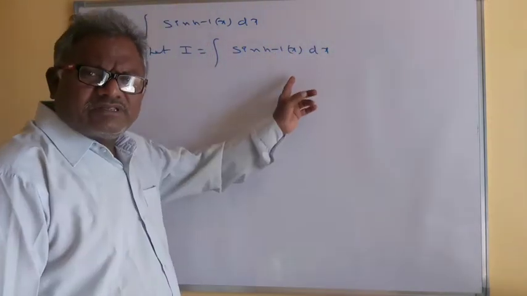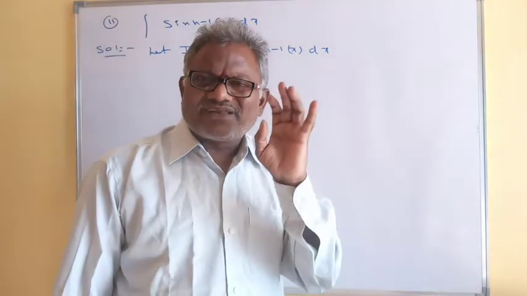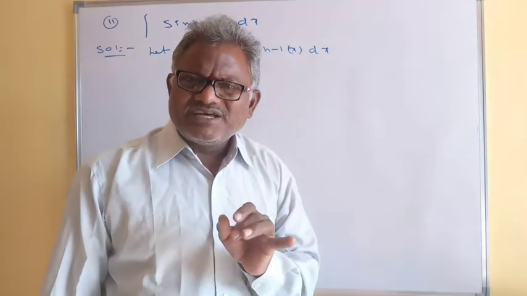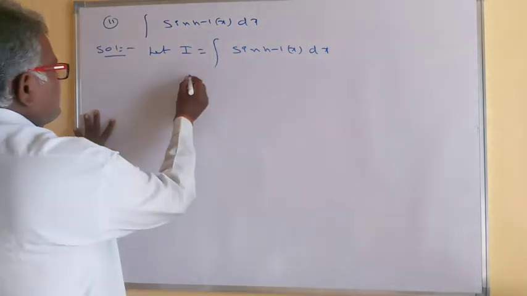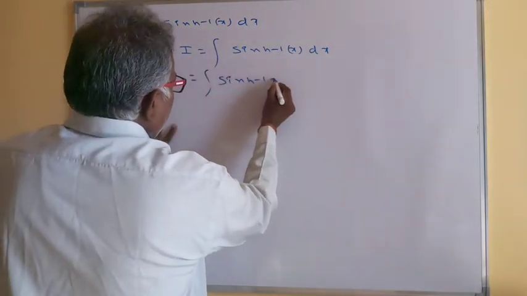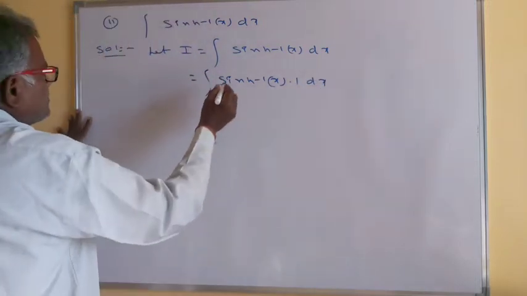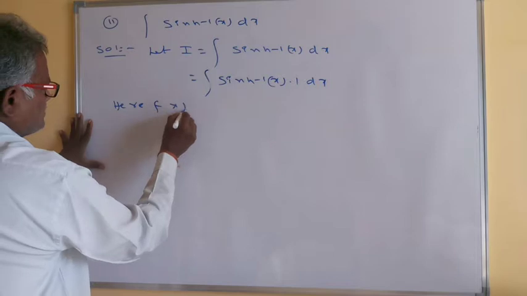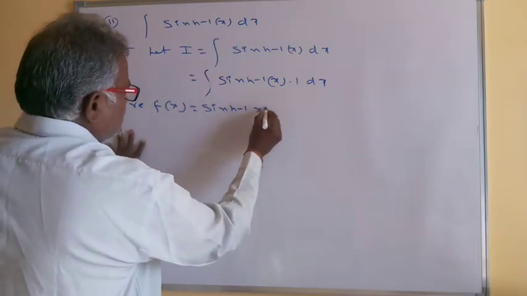So to evaluate this integral, what you have to do? For inverse or logarithm functions, only a single function is there, which means you just have to choose the second function as 1. Okay. So simply you have to write it into 1 dx. Okay. So here f of x is equal to sin h inverse x.